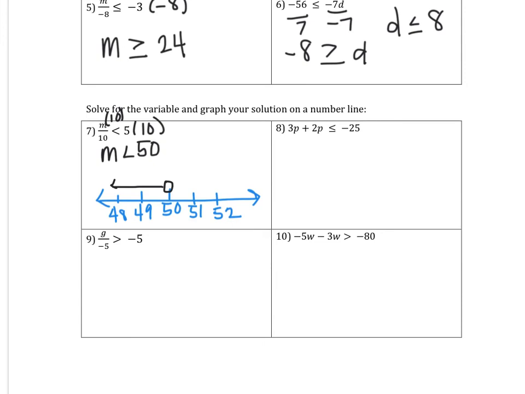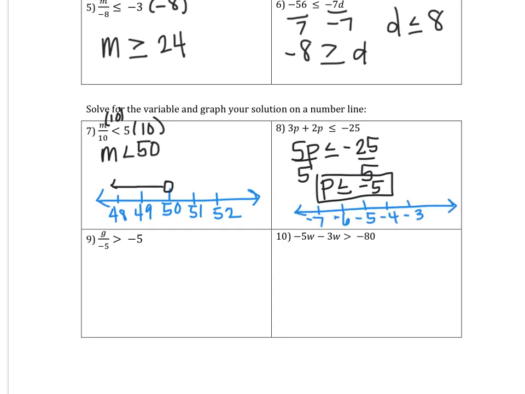Number 8, first thing I'm going to do is combine my like terms. So I have 5p is less than or equal to negative 25. Divide both sides by 5. P is less than or equal to negative 5. And now on a number line, I'm going to show that P can equal negative 5, so it's going to be a closed circle. And everything less than that.